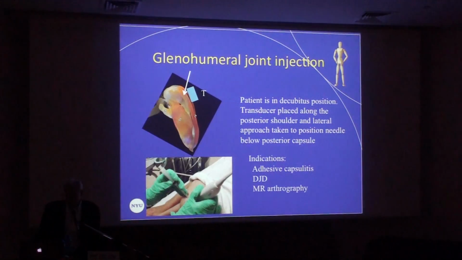For glenohumeral joint injections, which is the other more common large joint injection that we do, usually I put the patient in the decubitus position. As indicated in the schematic on the upper left, my transducer is placed posteriorly. I place my needle in deep to the infraspinatus muscle, below the capsule, and you can see what this would look like in this image over here.